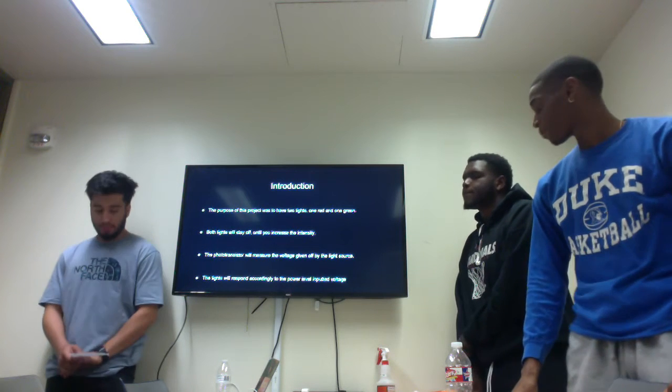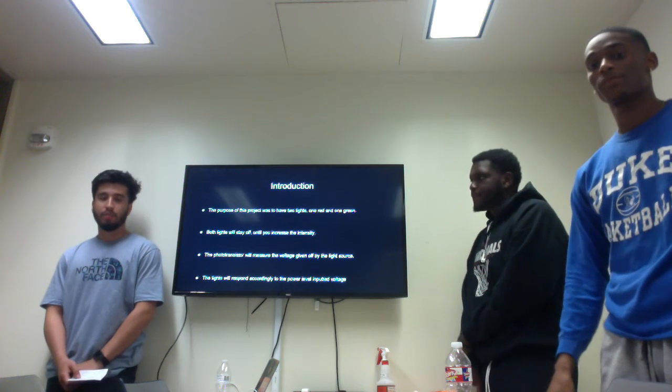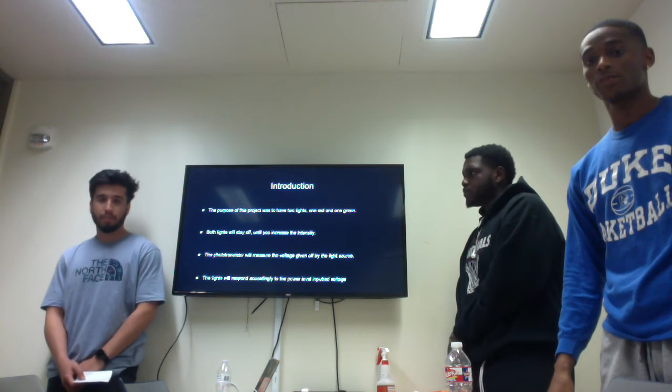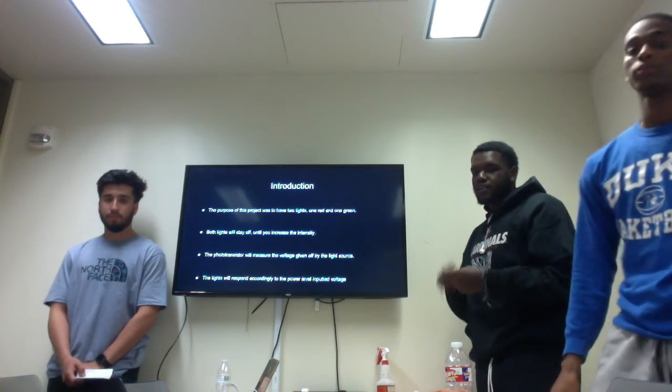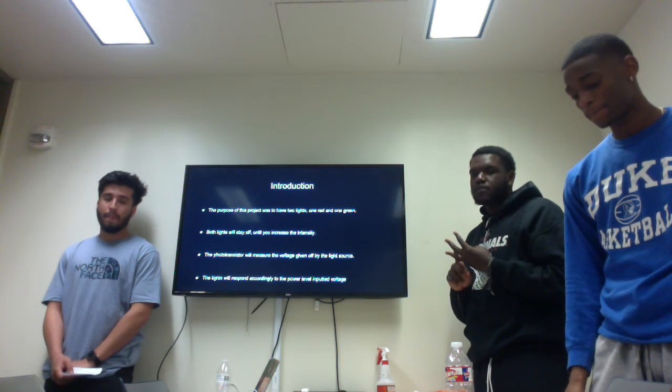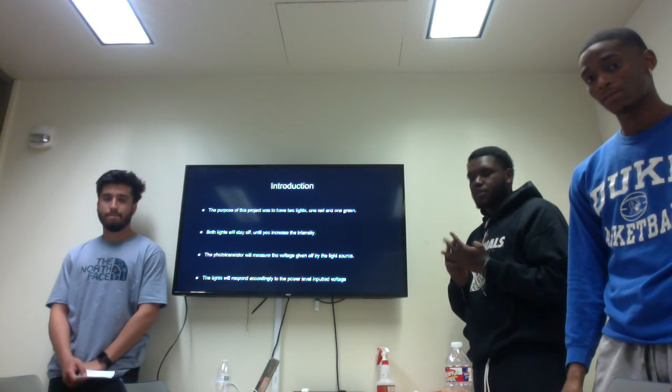The purpose of our lab is to have two lights respond to two different voltage levels measured by a phototransistor. And in this lab, we use the MyDAC, the phototransistor, two LEDs, one green, one red, and the LabVIEW software.